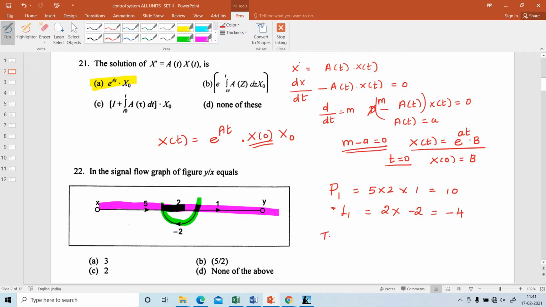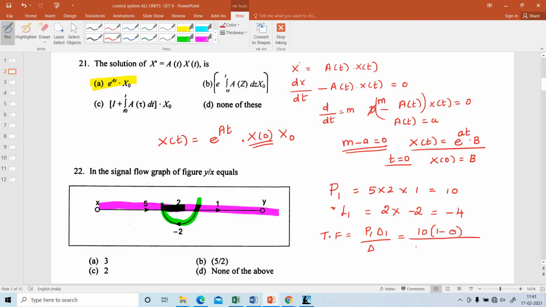What is the transfer function or the gain of the signal flow graph? That is P1 delta 1 divided by delta. So what is P1? P1 is the forward path. Delta 1 is 1 minus delta, for the loops not touching the kth forward path. Here only one loop is present, and the loop is touching the first forward path. So the value is equal to 0.